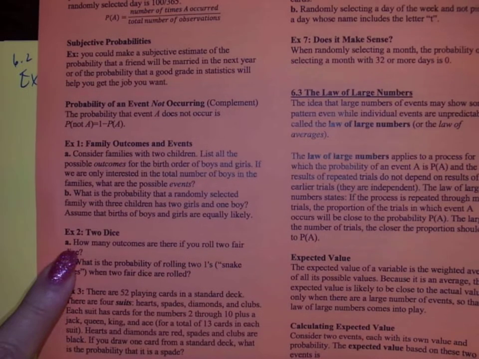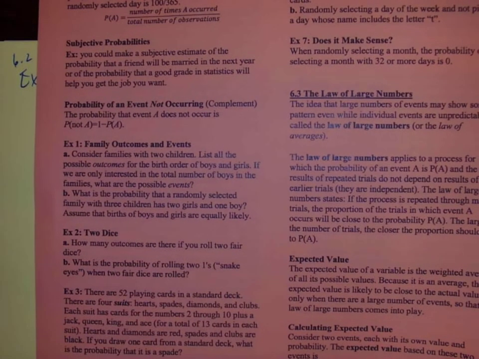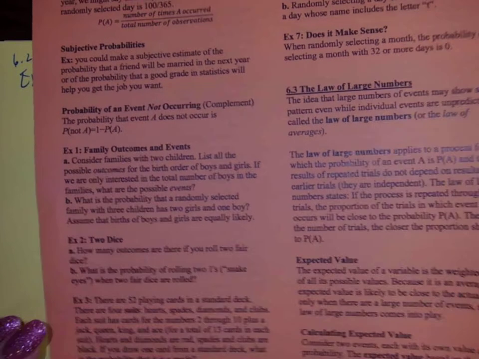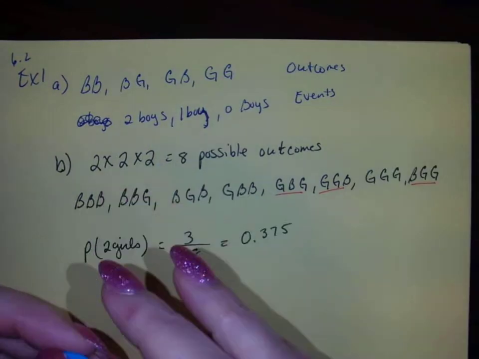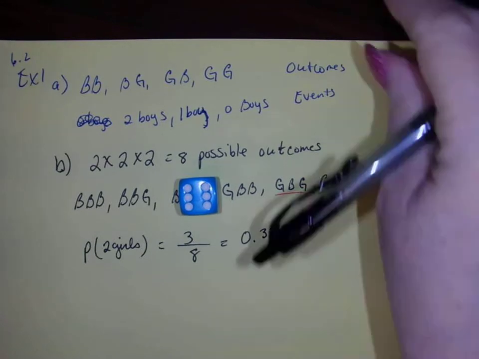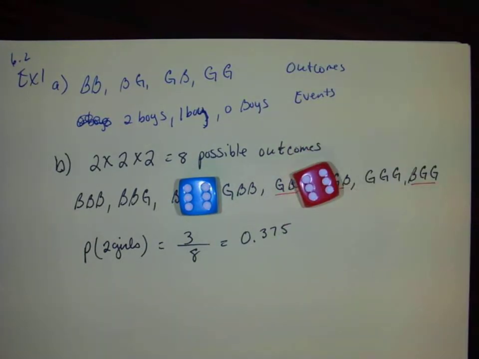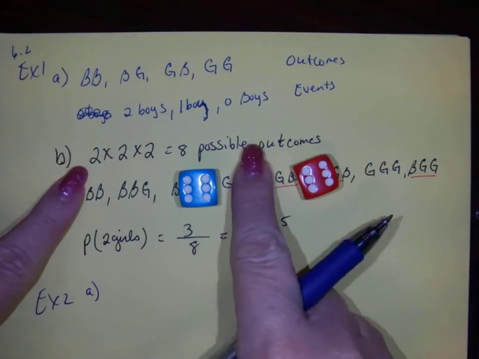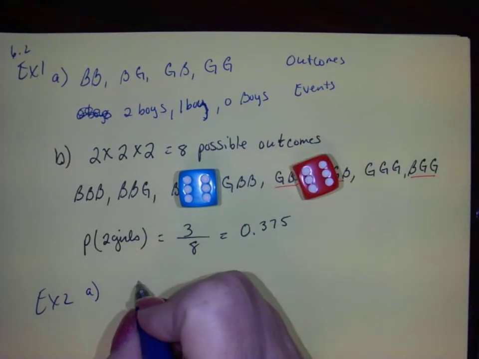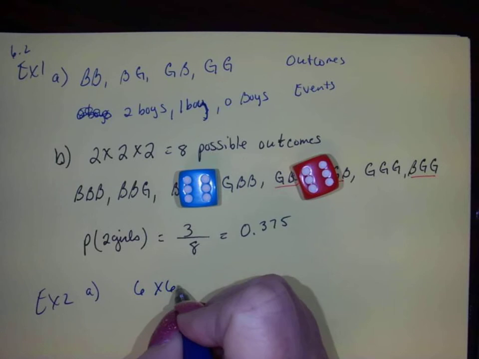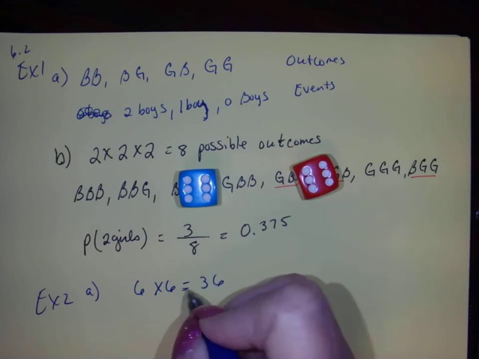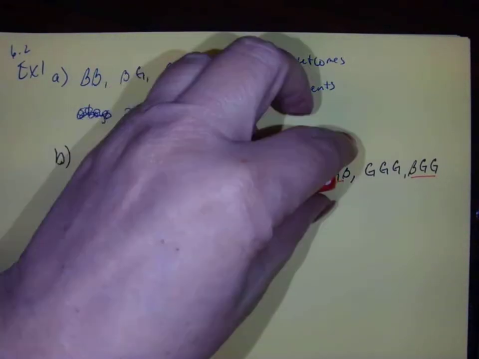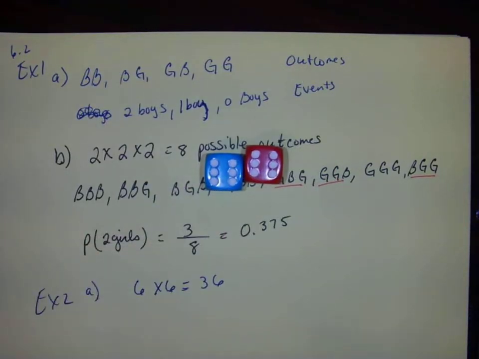So 2 dice. How many outcomes are there if you roll 2 fair dice? Alright, so how many sides were on our dice? There are 6, right? I have 6 on this one, and I have 6 on that dice. So the total possible outcomes, it's going to be very similar to what we just did. There are 6 on one dice times 6 on the other. There are 36 different possible outcomes when you roll 2 fair dice.